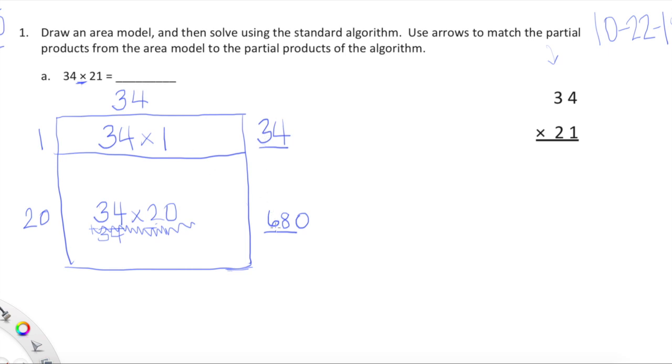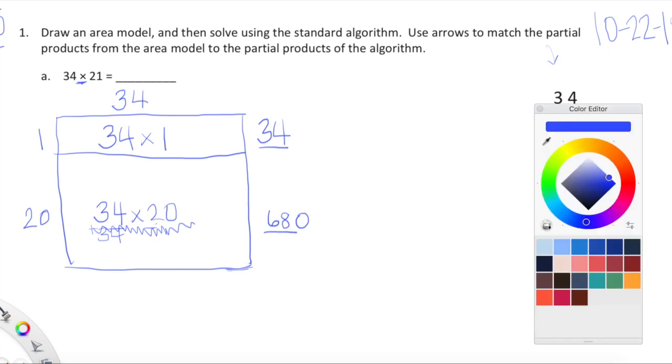These are not the full products, these are just partial products. We have one part of the product here and one part of the product here. Let's go ahead and connect these to our traditional algorithm over here.